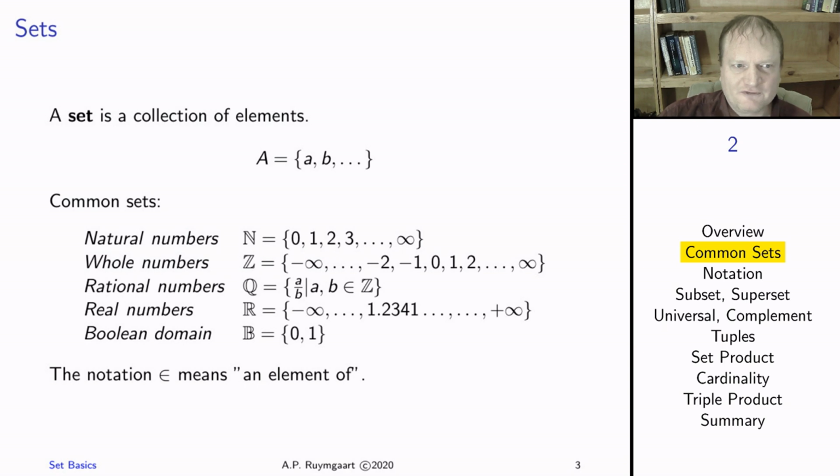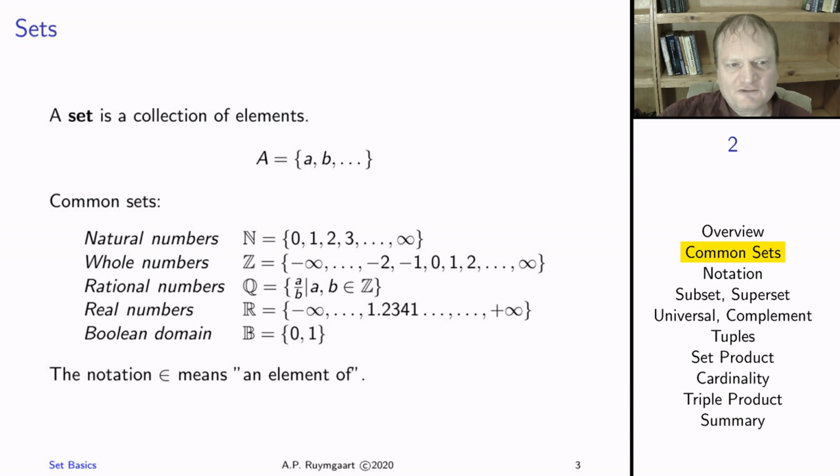The first topic we should discuss is sets. A set is nothing but a collection of elements, and we use curly bracket notation to indicate what is inside, what type of elements are inside the set. As shown on the slide here, the set A contains the elements A and B, and the dots indicate that there are some other elements present as well.